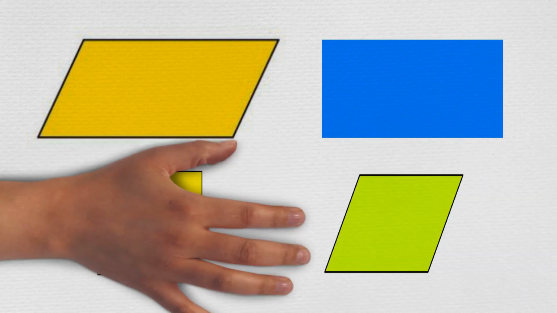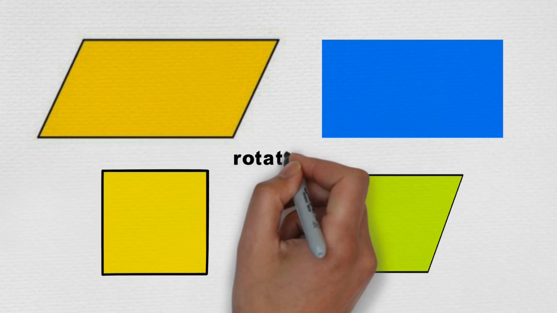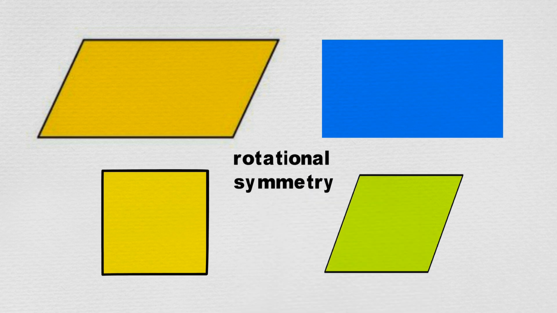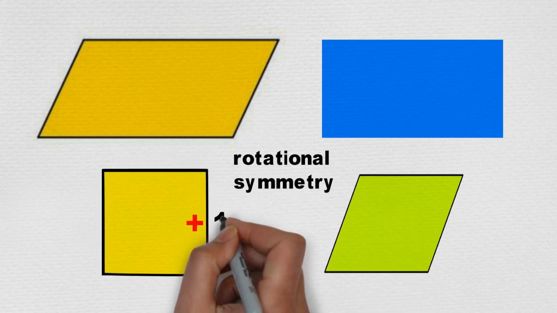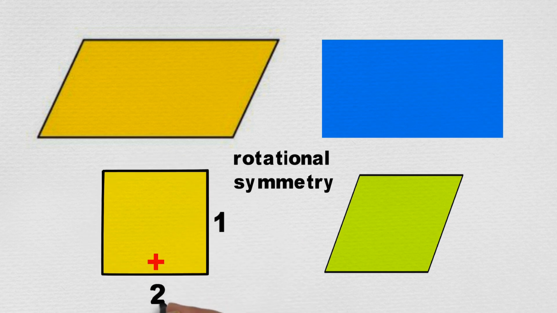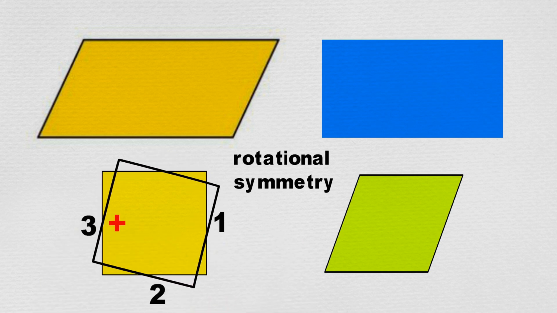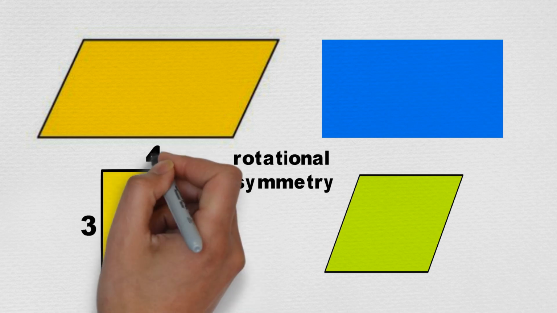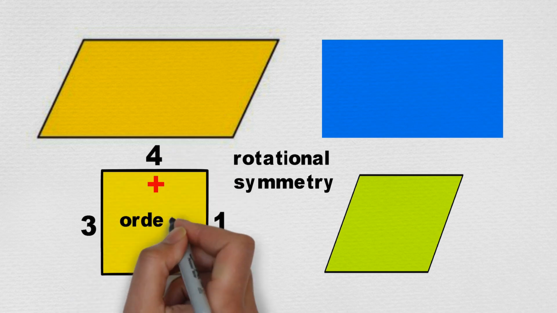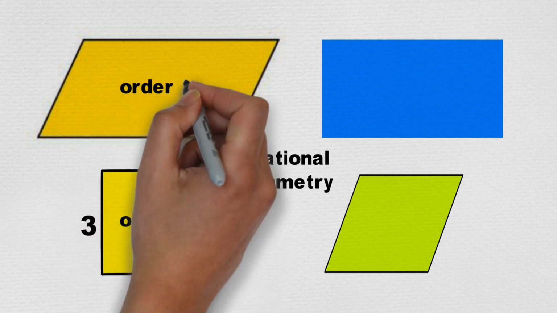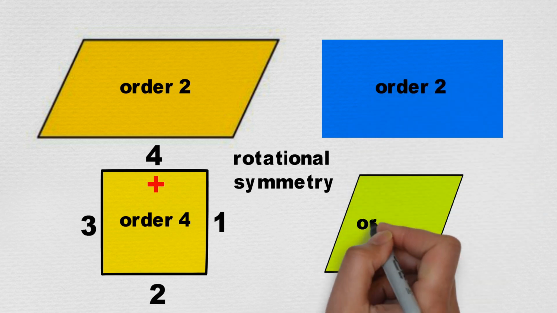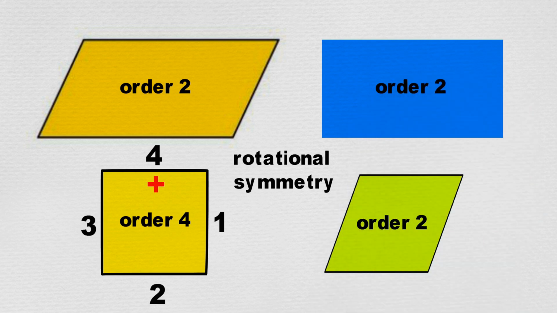So the twins cut the shapes out of coloured paper and rotated each one around their centre, just like they had with the triangles in video 5.6.6. They found that the square has order 4 rotational symmetry, while the parallelogram, the rectangle, and the rhombus all have order 2 rotational symmetry.